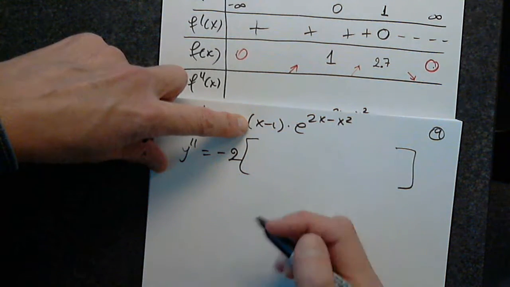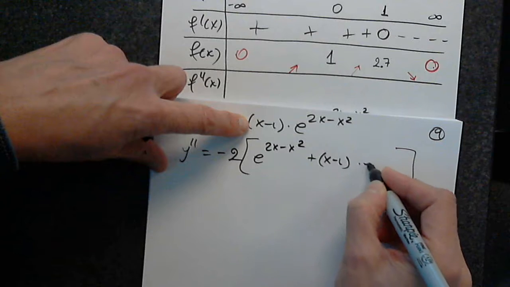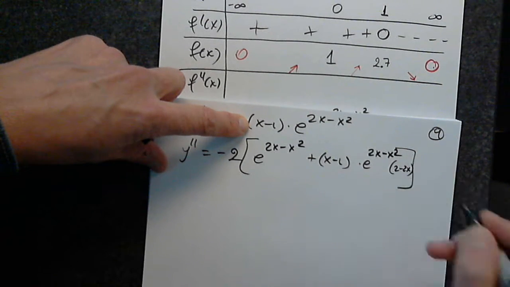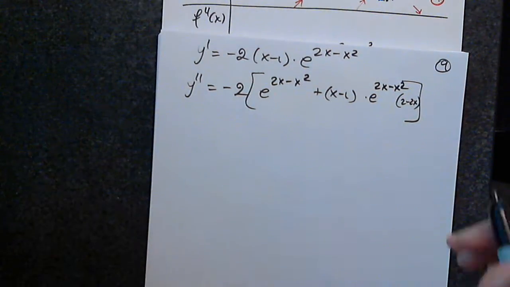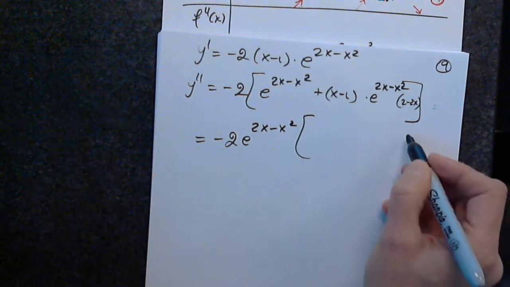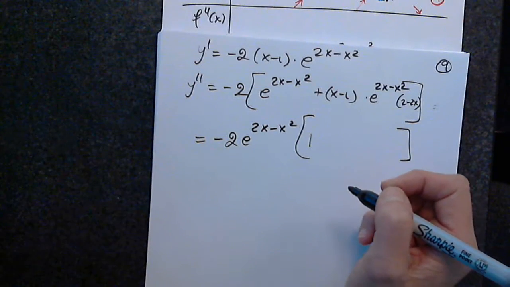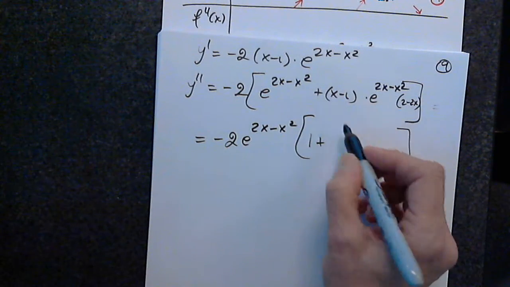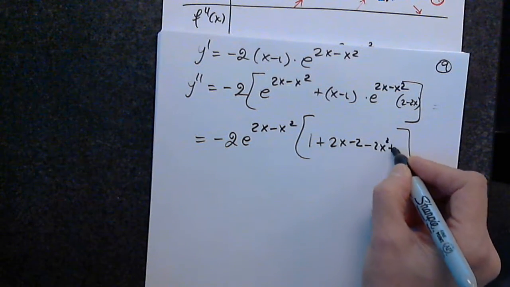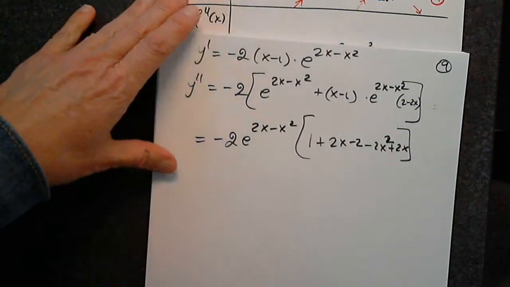The first function prime is 1. e to 2x minus x squared plus x minus 1 times e to 2x minus x squared times 2 minus 2x. Oh, okay. I will factor out e to 2x minus x squared. And I have 1. And then I have plus. I distribute. 2x minus 2 minus 2x squared and plus 2x. So one more time.